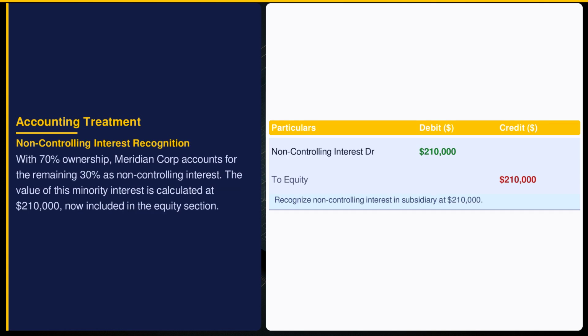Indian Accounting Standard 110 requires recognizing non-controlling interests to reflect minority ownership in financial statements. Meridian Corporation debits non-controlling interest and credits equity with $210,000. This entry ensures stakeholders understand shared ownership, presenting a thorough view of equity distribution and its impact on financial strength.